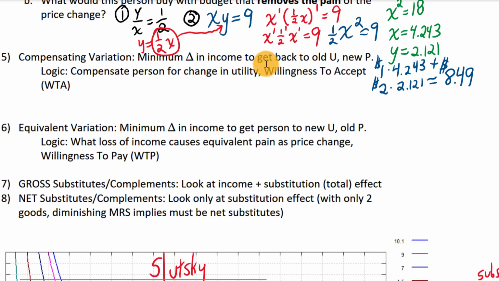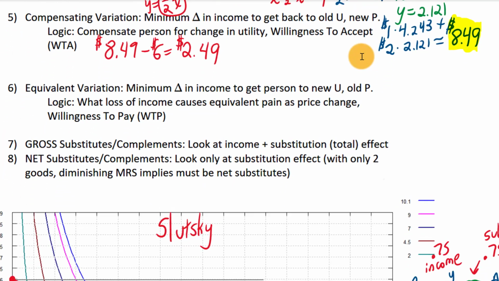Sometimes we call this compensating variation the willingness to accept. In other words, what would be the minimum amount of money this person would be willing to accept in order for us raising the price on them? And all we're talking about here in this case is this hypothetical budget that would get them back to their old utility level at the new prices, minus what was their old income before the price changed. So we're just talking here about $8.49 minus their original budget of $6. And so, of course, that equals $2.49 would be the compensating variation. If we gave this person $2.49, they would not be mad about the price going up. They'd be compensated.